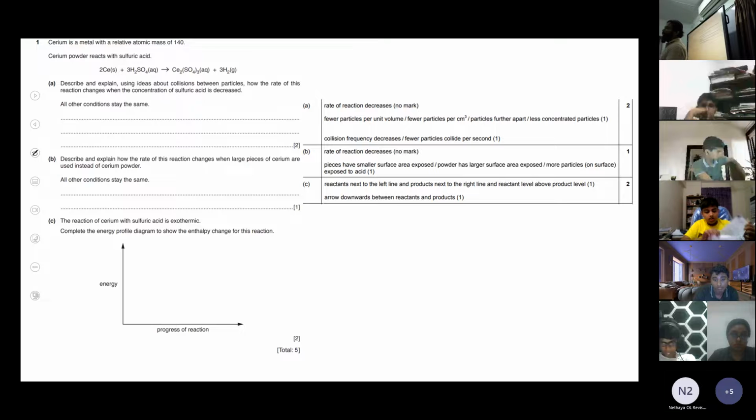At the beginning, the rate is high. The reason is that there are fewer particles in a unit volume because the reactants are used up with time, and there are less frequent collisions. Then, 1 mark for each argument.